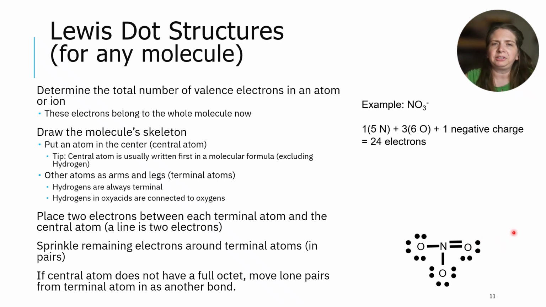A helpful strategy when checking the octet rule is to focus on 1 atom at a time. Ignore the rest of the molecule and count only the electrons surrounding the atom you are examining. Finally, because the nitrate ion is a charged ion, place the entire Lewis structure inside of square brackets and write the 1- charge outside in the upper right-hand corner of the brackets.